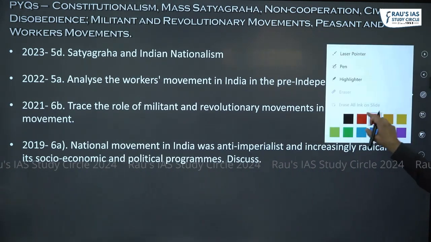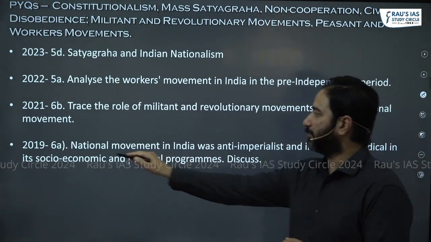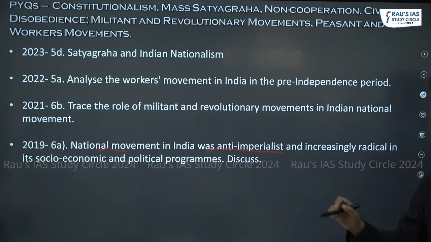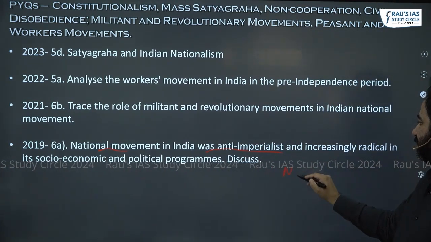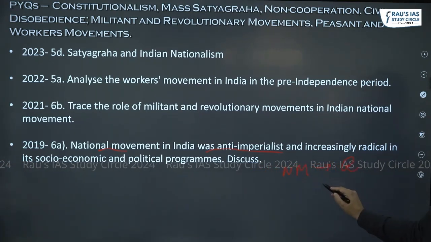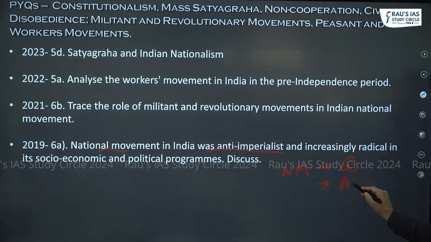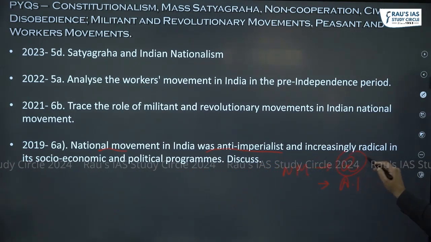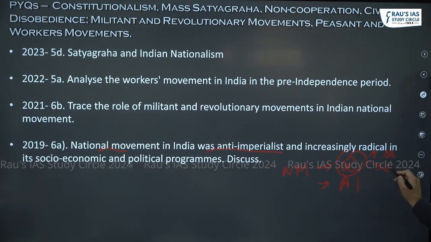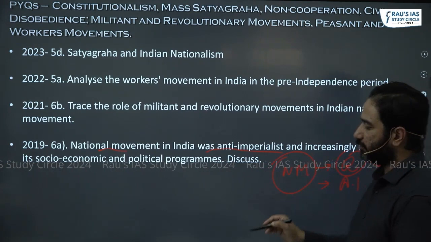See, national movement was anti-imperialist. Like that's just one or two lines. That's not much difficult to explain. So national movement in relation to how was it radical and how was it anti-imperialist. Radical in itself would be two parts, socio-economic plus politics. What you have to do is then focus on national movement.